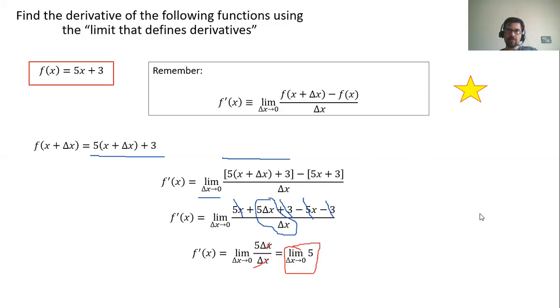So the final answer is that f prime of x, meaning the derivative of the function, is equal to number 5. This is the answer of the derivative using limits. In a nutshell, the derivative of the linear function 5x plus 3 is equal to 5. Later on, we're going to see that when we have a linear function, the coefficient of x will be the slope and the derivative. So that is the answer.